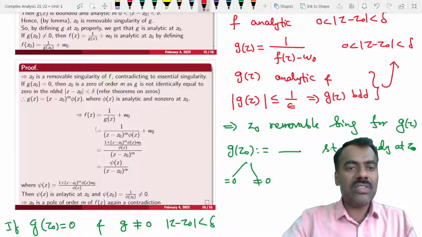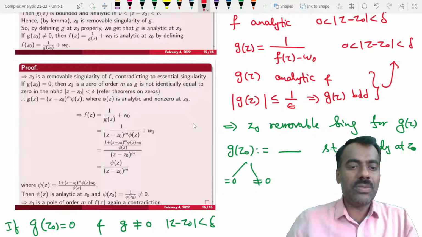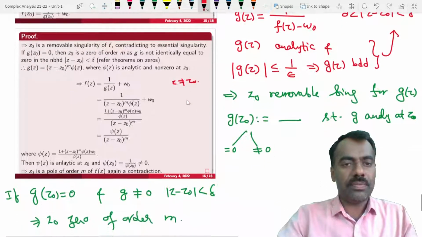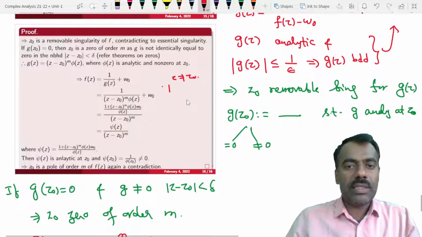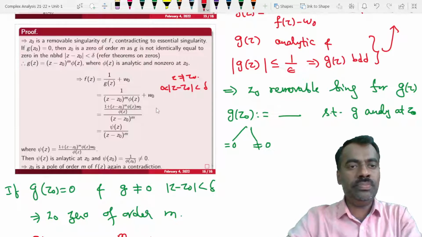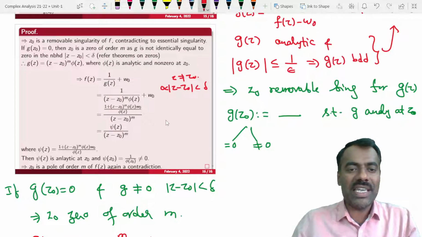Then this g of z you substitute like this, (z minus z naught) to the power m times phi of z, in the deleted neighborhood, that means when z is not equal to z naught. Then you simply substitute the g of z value here and further simplify, and whatever you get in the numerator, you simply call it psi of z.